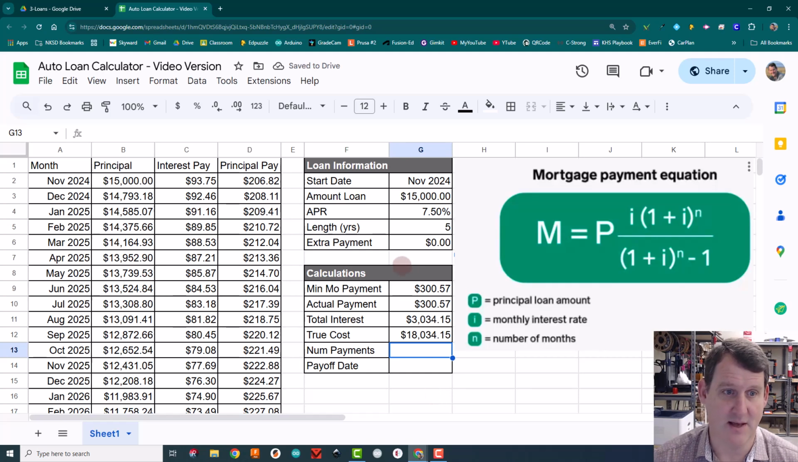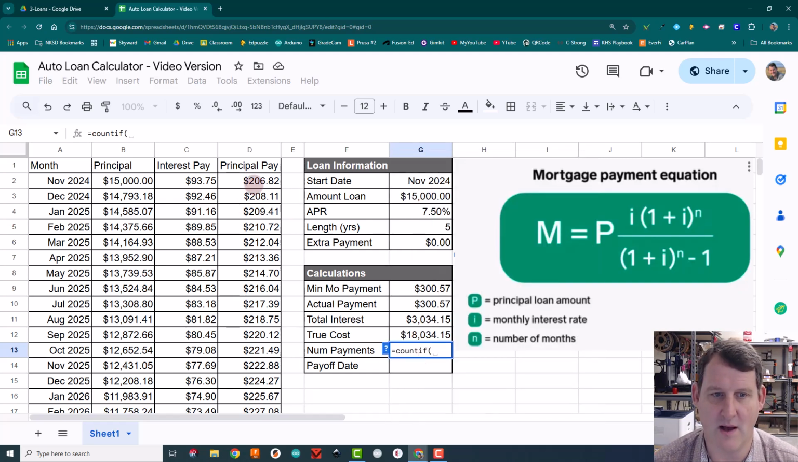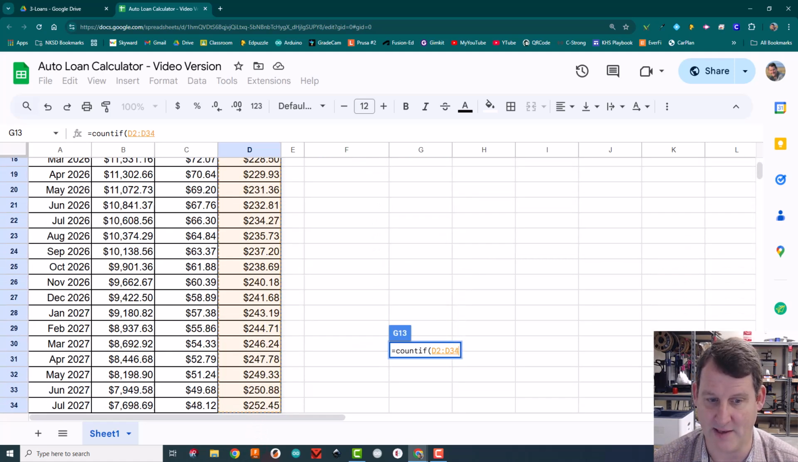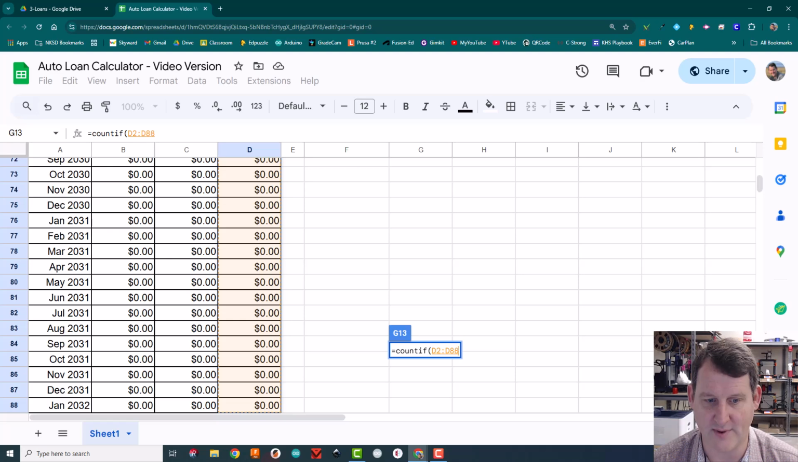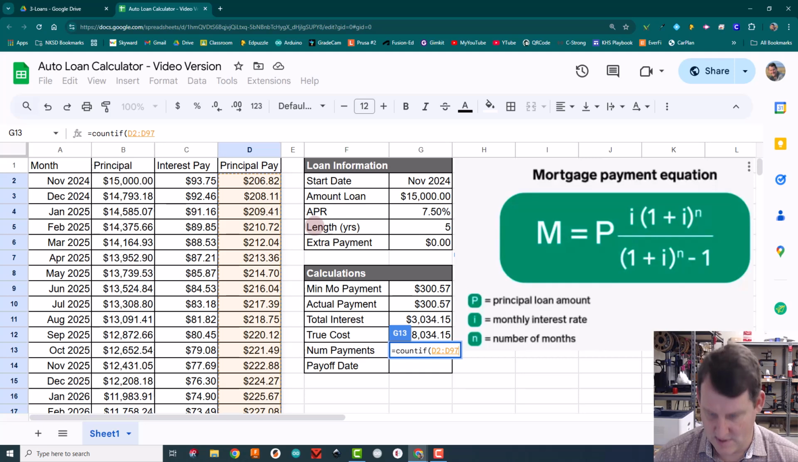Number of payments. The best way to do this one is to just count them up. So what we're going to do is use a function that says equals COUNTIF, and the first thing you put in a COUNTIF is the range you're going to count. So we're going to count all the payments, all the way down, even the zeros. And then we're going to do a comma, and we're going to tell it what condition to use. In this case, we're going to use quotation marks, greater than 0.